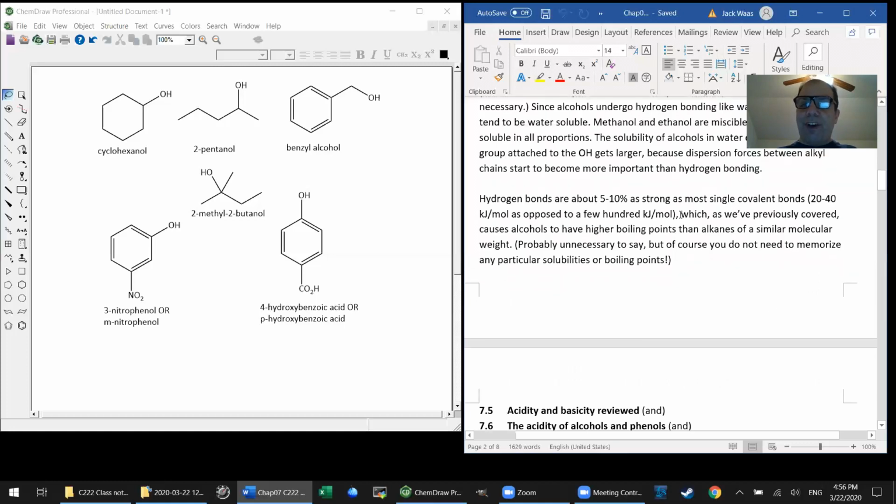So hydrogen bonds are generally worth about 20, 30, or 40 kilojoules per mole. Most of your covalent single bonds are in the hundreds, 200, 250, 300 kilojoules per mole. So hydrogen bonds are not as strong as covalent bonds, but they still are a substantial force to be reckoned with. And that's why alcohols will have higher boiling points than alkanes of a similar molecular weight, because in order to get the compound to go from the liquid phase into the gas phase, you've got to separate individual molecules of the alcohol away from each other.